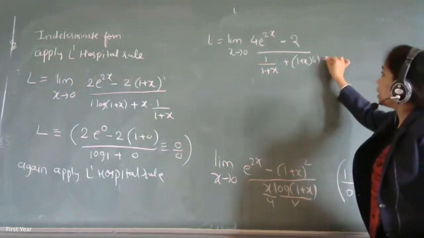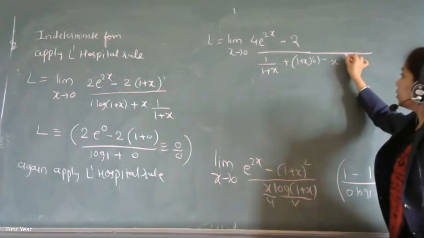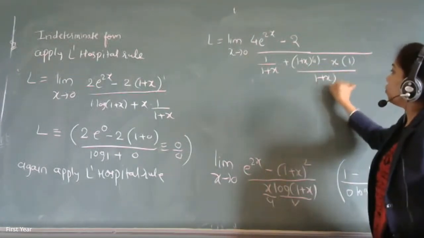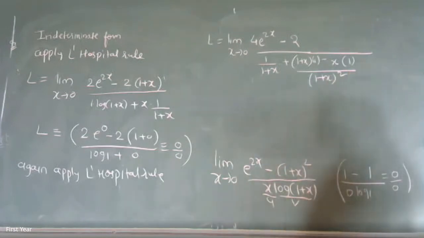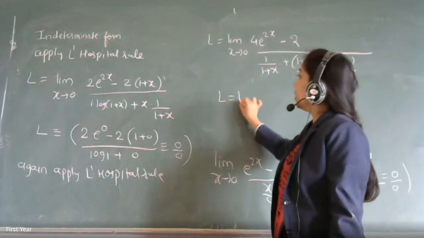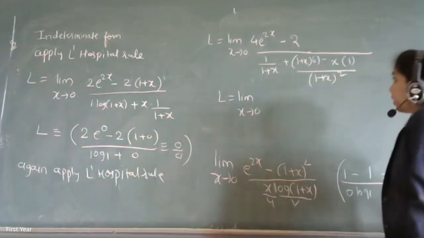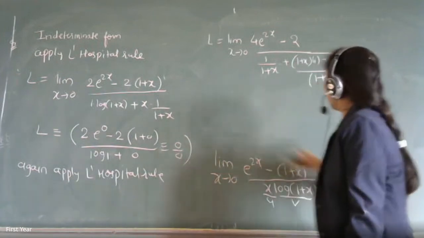Okay, minus x into the derivative of v, that is 1 divided by (1 plus x) the whole square. So therefore, L is equal to the limit as x tends to 0. Now put the value of x equal to 0. We don't have to simplify it further.